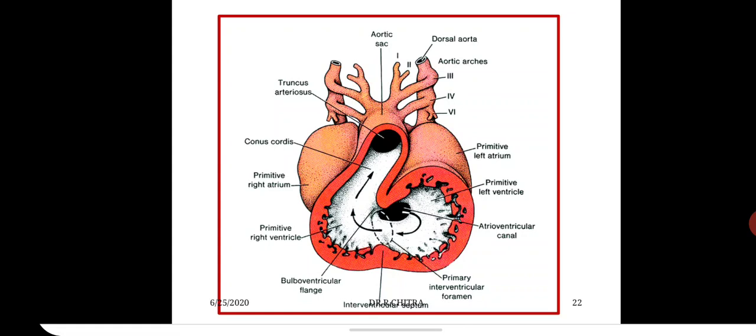So this is what we are describing. Truncus arteriosus, if you see in the image, is continuous with the aortic sac. The aortic sac is continuous with the dorsal aorta by the 6 pairs of aortic arches. They will run in the pharyngeal arches.